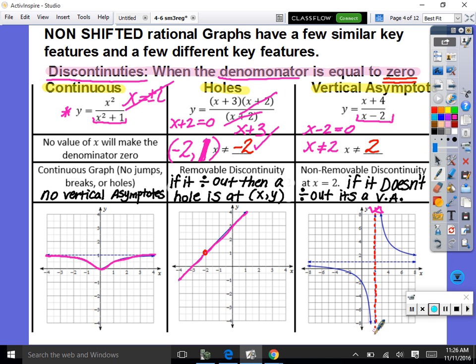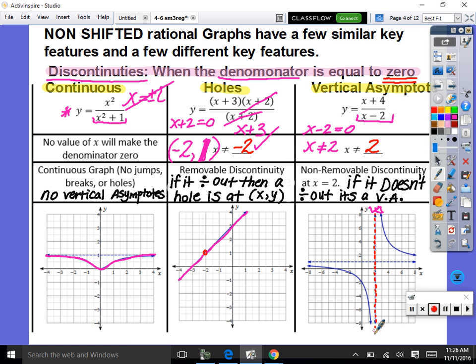So that's literally our first step. If it doesn't divide out, it's going to make a vertical asymptote. That's our first step to graphing these: figure out the discontinuities, holes or vertical asymptotes. Everybody good with that? Okay, awesome. Do you need to take a picture of this? Anybody want one? Okay, awesome.